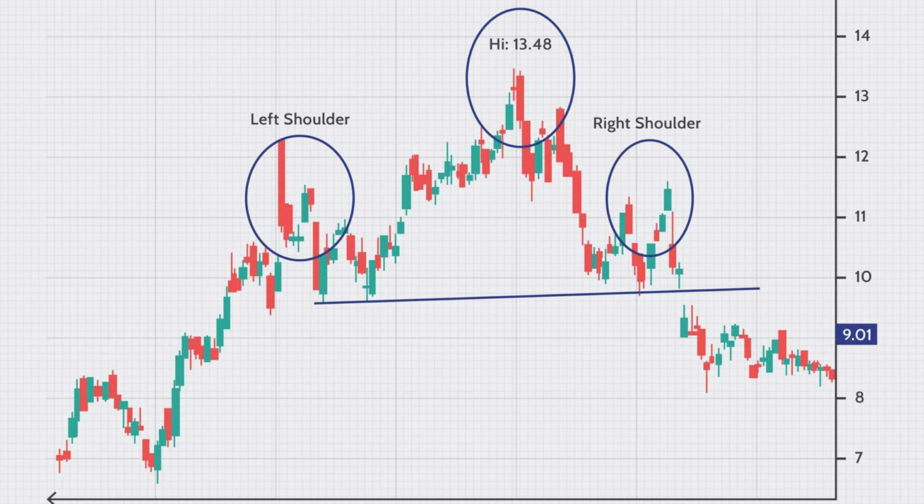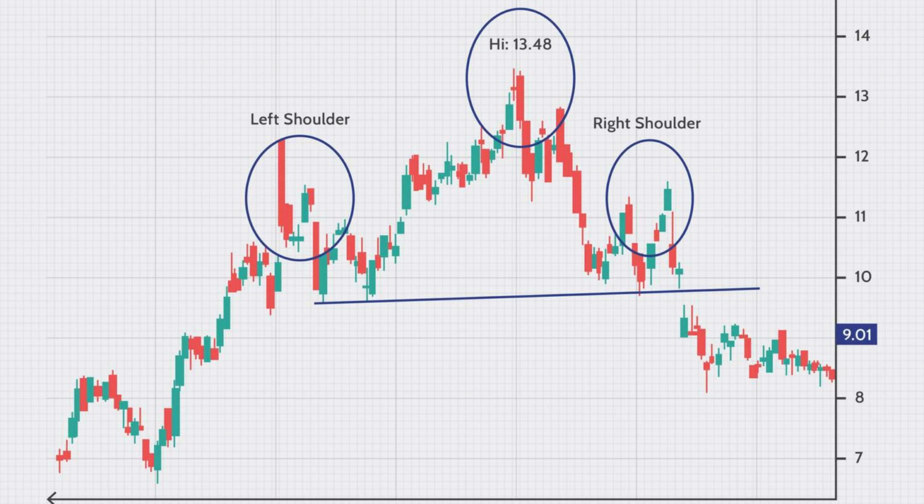The most critical element in confirming the head and shoulders pattern is the neckline. The neckline acts as a support level connecting the lows of the left shoulder and the right shoulder. Once the neckline is established, we can look for a break below the neckline to trigger a potential reversal signal. This break is considered a bearish confirmation of the pattern.